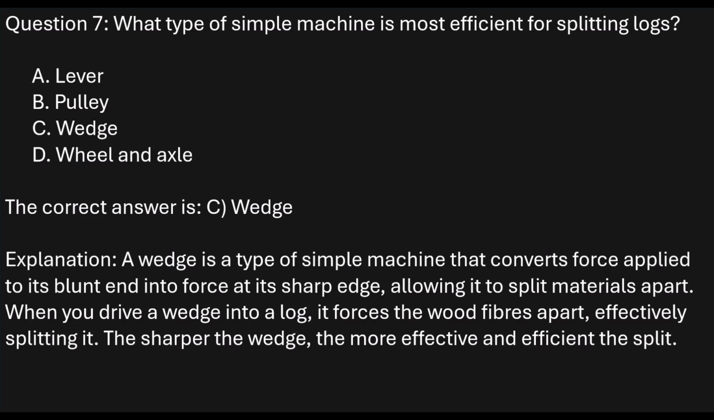Explanation: a wedge is a type of simple machine that converts force applied to its blunt end into force at its sharp edge, allowing it to split material apart. When you drive a wedge into a log, it forces the wood fibers apart, effectively splitting it. The sharper the wedge, the more effective and efficient the split.